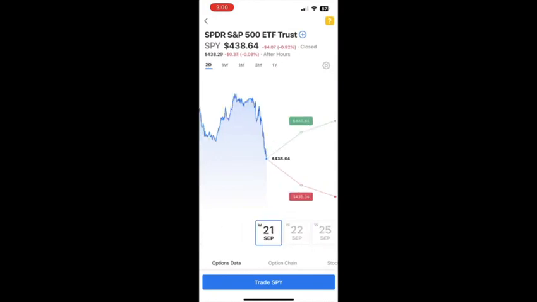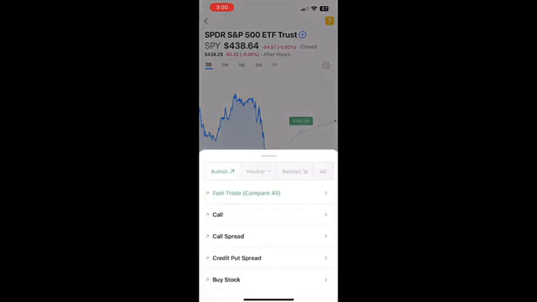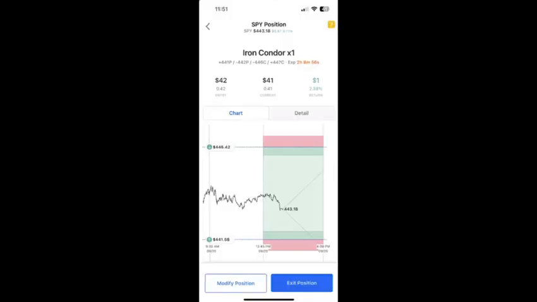And it's as simple as hitting Trade SPY and then selecting neutral and then Iron Condor. Now, once you've executed this Iron Condor, you can see it on the position detail page. I have chosen today to do this example because today is an FOMC announcement, rate decision day, and that comes at 2 Eastern. So this trade we've put on is a couple of hours before that. And what we're looking at now is about an hour into this trade.